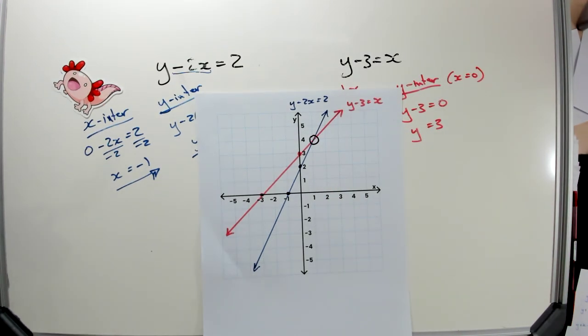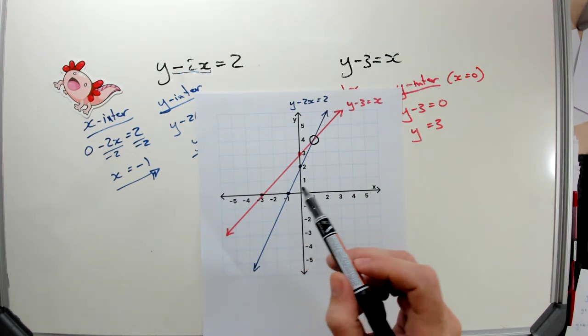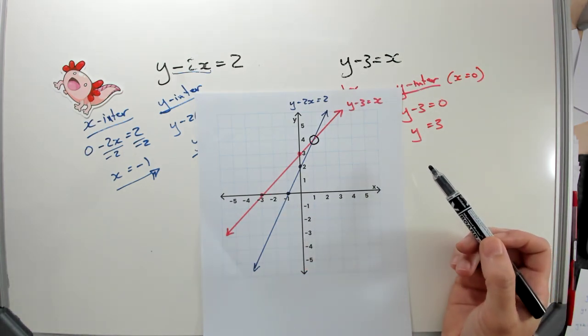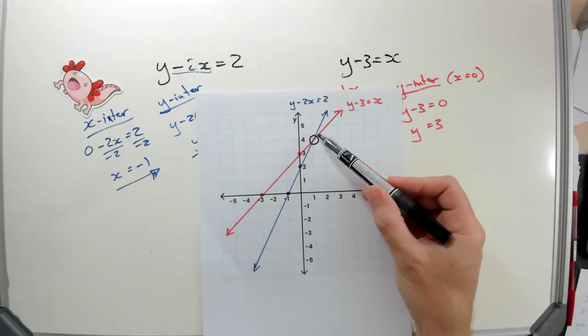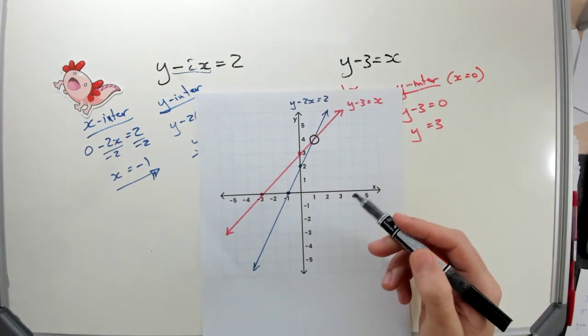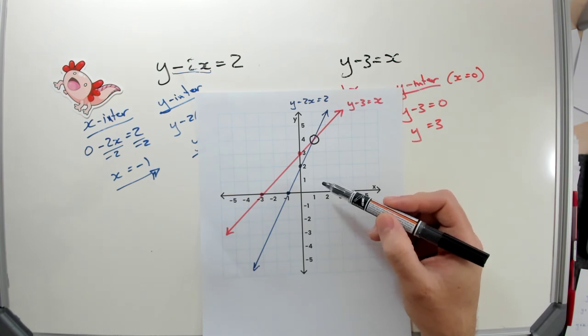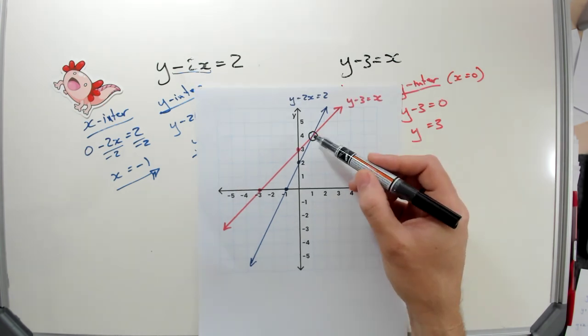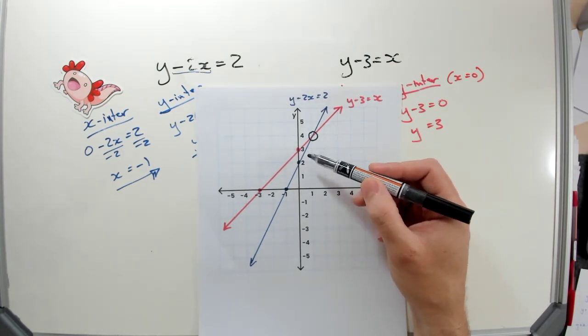And this is another point I want to make, is that when we do things graphically, we don't always get exact answers. Sometimes these would cross on fractions, so it might be a point where they cross like at 1.1 and 2.3 and things like that. So then it's going to be very difficult to read that off a graph.